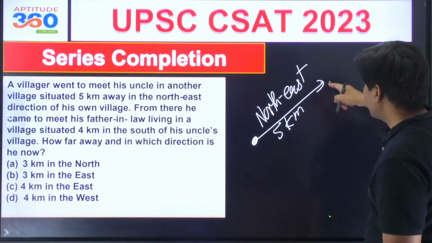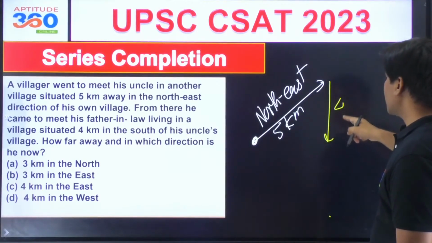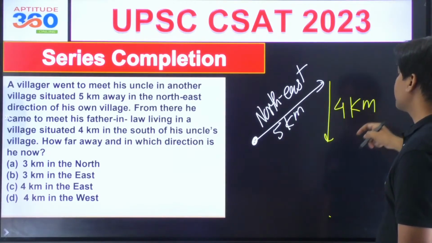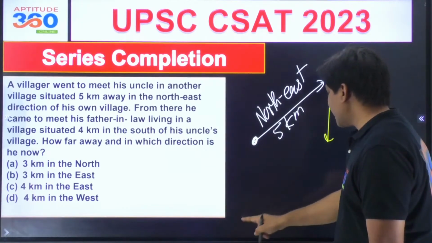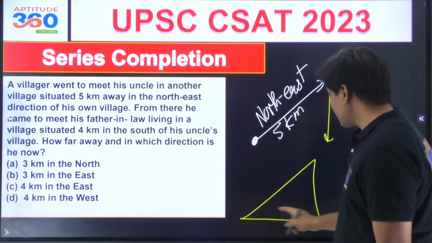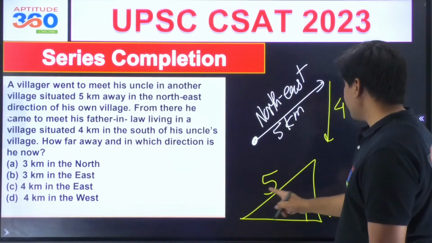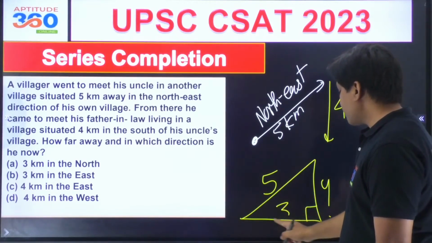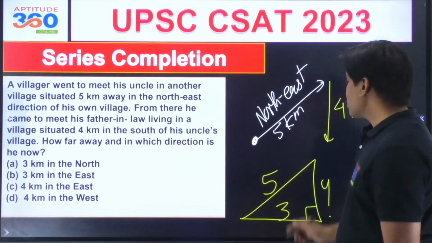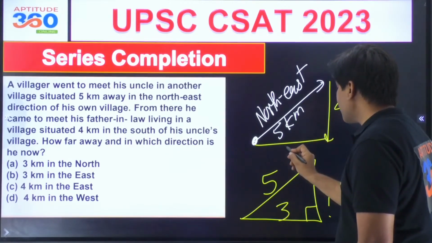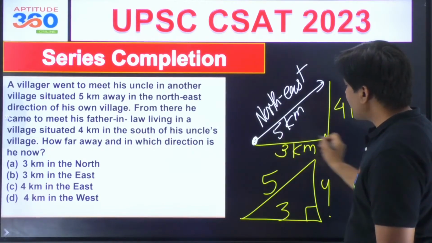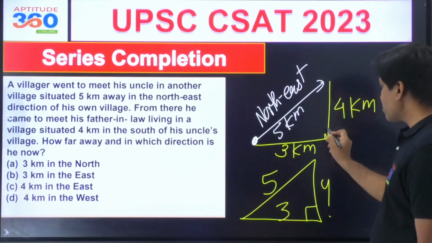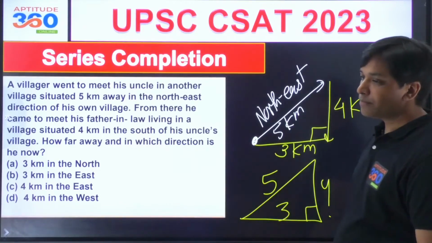And then from there 4 kilometers here. So don't you think this is nothing but a right angle triangle, something like this? If this is 5, this is 4, this would be 3, that right angle triangle, you know. So this gap out here is nothing but 3 kilometers. And in which direction? In the east direction, because this will have to be nothing but 90 degrees.